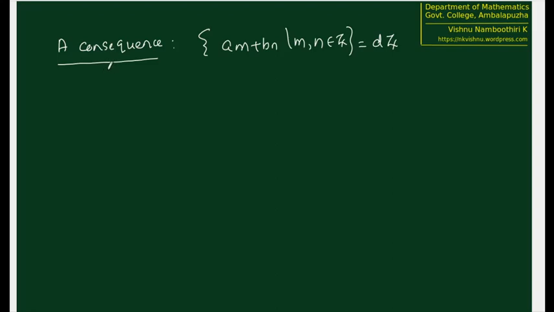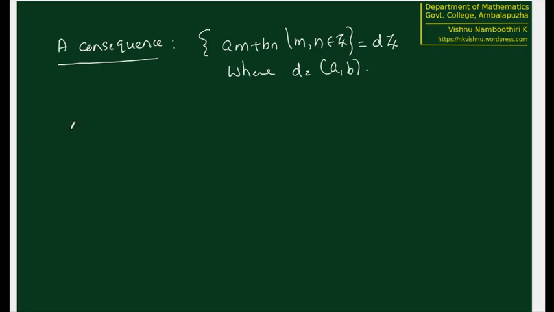We are going to see an immediate consequence of what we just proved. We are going to see that the set of all integers of the form Am plus Bn is nothing but the set of all multiples of D, where D is equal to the GCD of A and B.